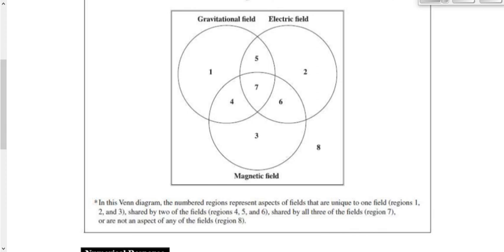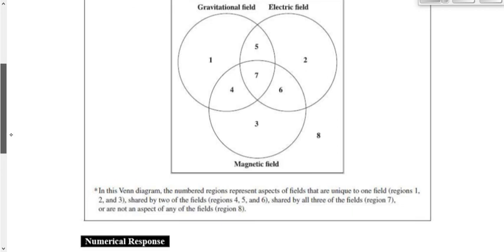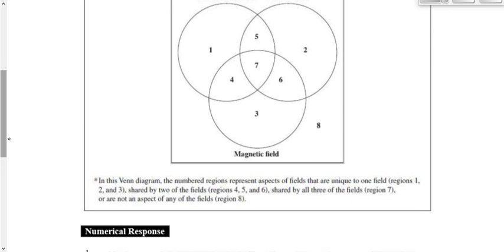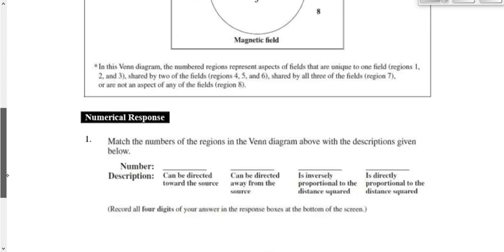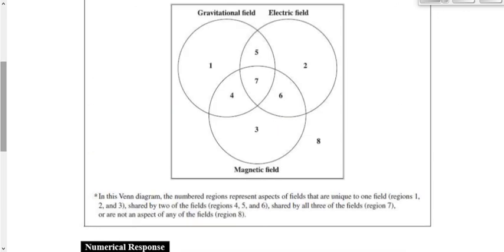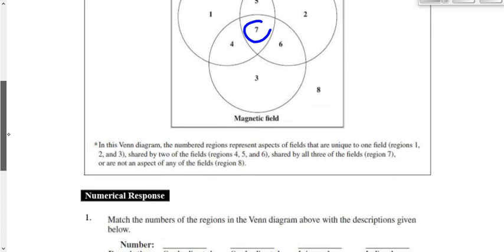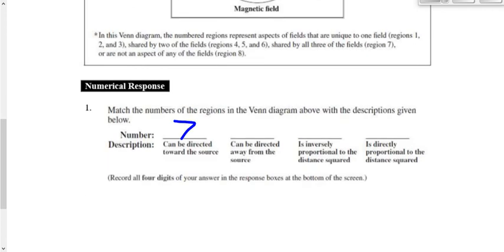Yes. If the source is a south pole, then the magnetic field goes toward the south. Can electric fields be directed toward the source? If the source is a negative, then the electric field points toward the source, toward the negative. So that means that all three of those fields can be directed toward the source. That means we're going to fill in the first blank with option number 7. All three of those are encompassed by option number 7 there.